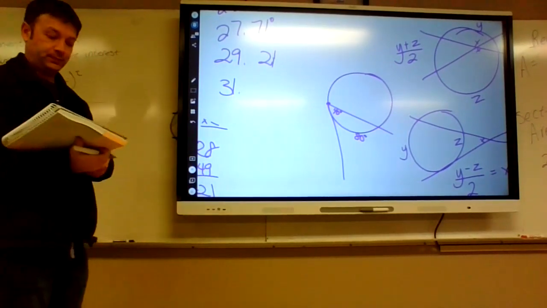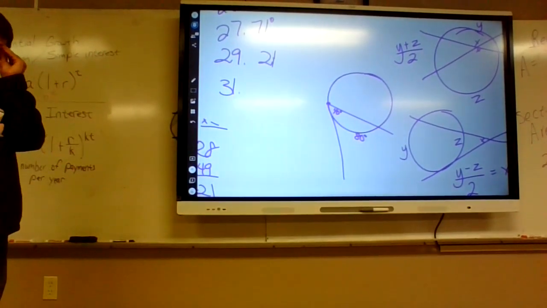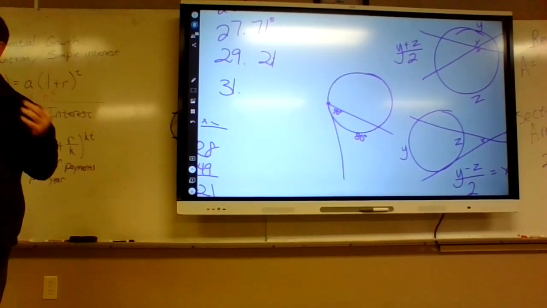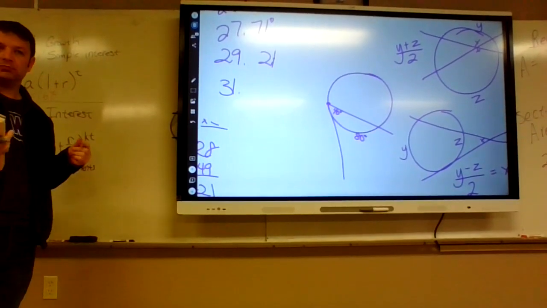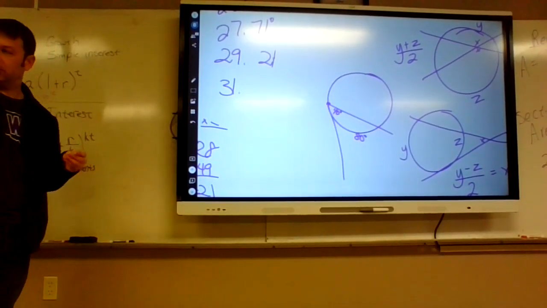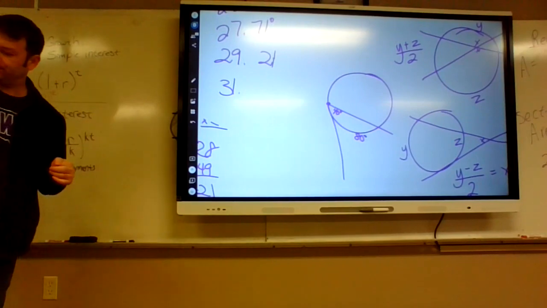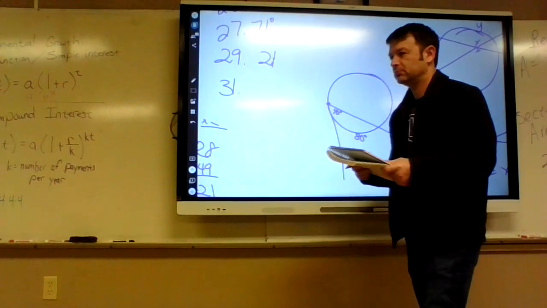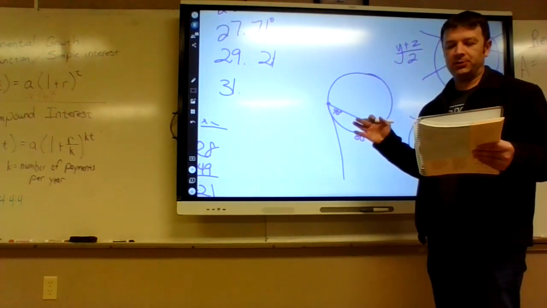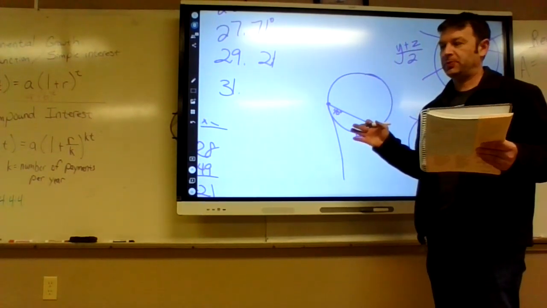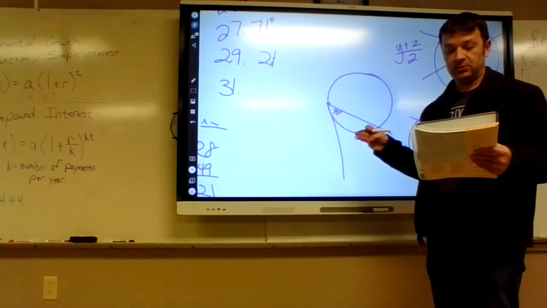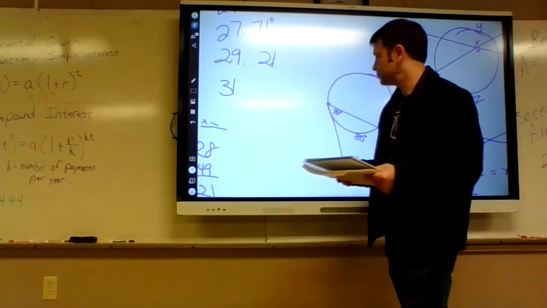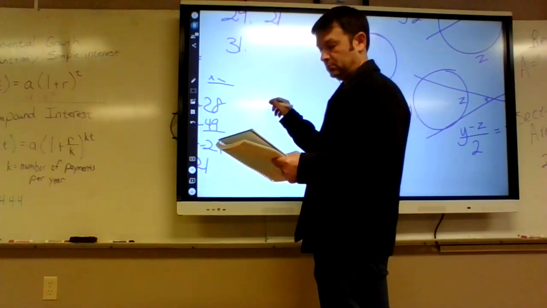31. Alright, 31 is kind of like 28. Somebody different want to try this one? Who hasn't done one yet? 31, 31, 31. Gracie, you want to try? Do you remember what I said on 28? Arc plus arc divided by 2. So what would that be on 31? X plus 8 plus x equals 66.